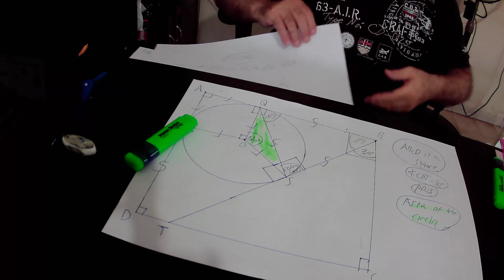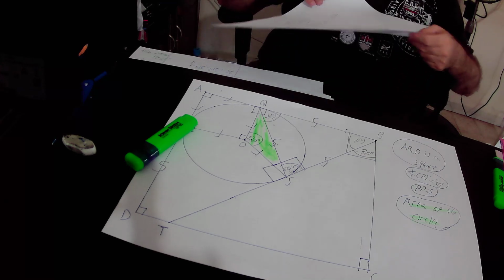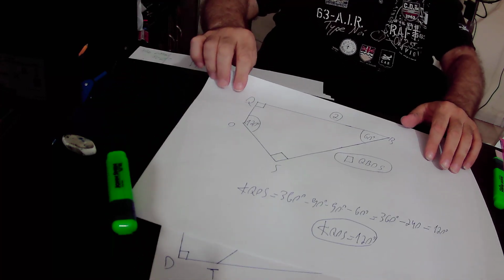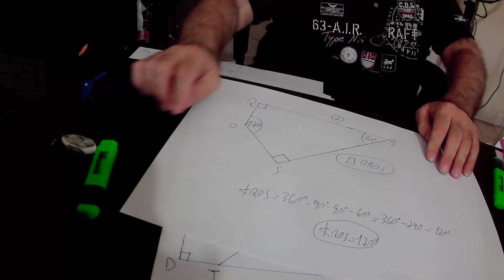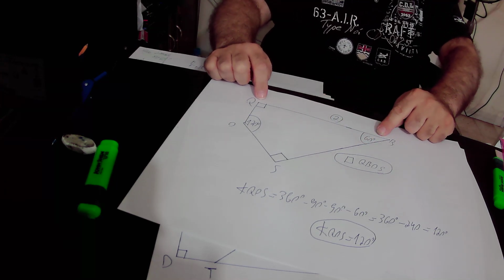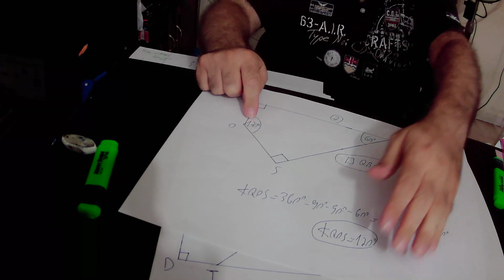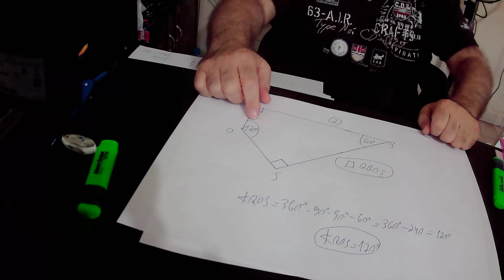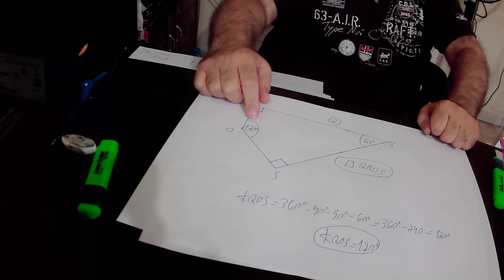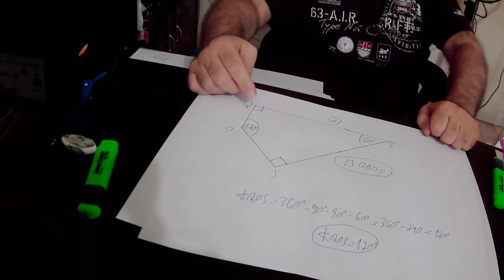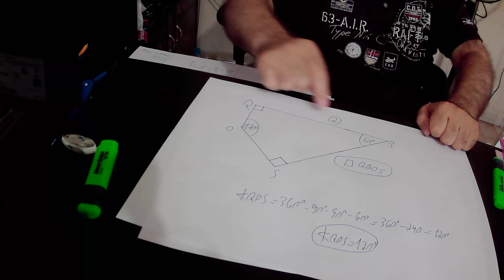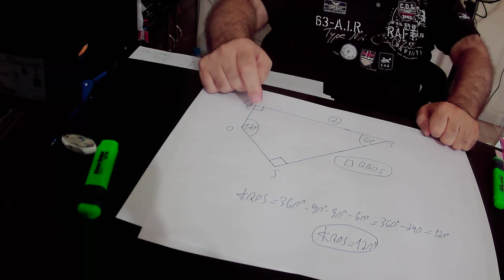This is quadrangle QBOS, copied from the original drawing. Those two angles are equal to 90 degrees, this angle equals 60 degrees, and this is the missing angle. What is the value of the missing angle? The size of the missing angle will be equal to 360 degrees, the sum of the angles in any quadrangle, minus the sum of the 3 other angles.